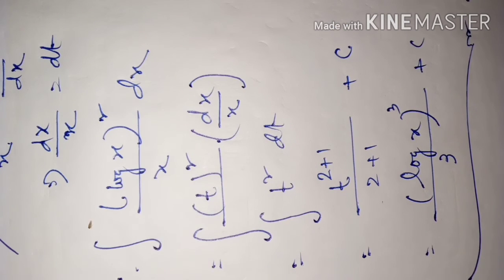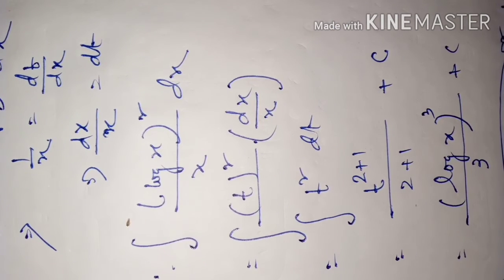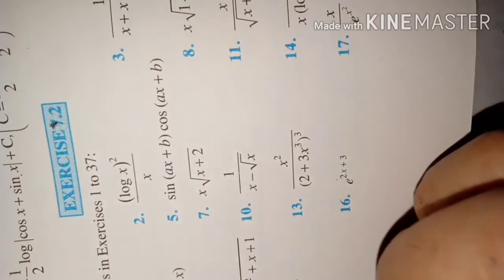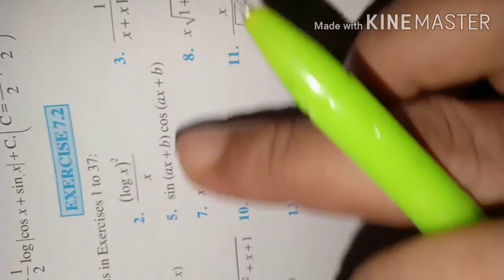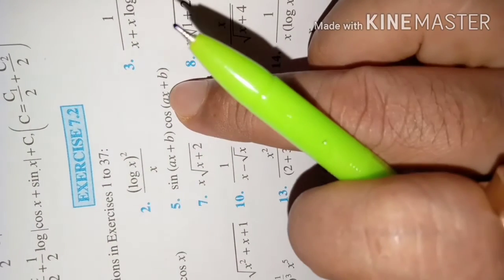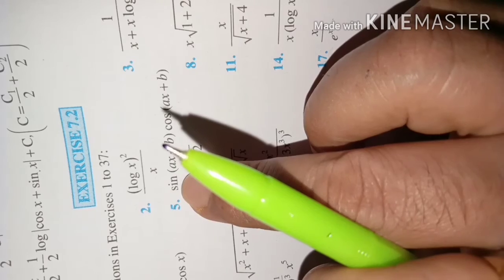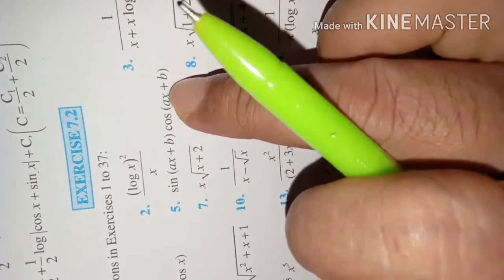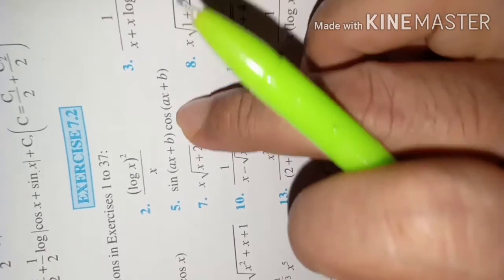So this is the answer for question number 2. Okay, dear students, now I am taking question number 5. 4 and 5 are similar. So cos of ax plus b or sine of ax plus b: if we take its derivative, we will get cos of ax plus b and some other constant numbers. So we can take one of these two as t, suppose.